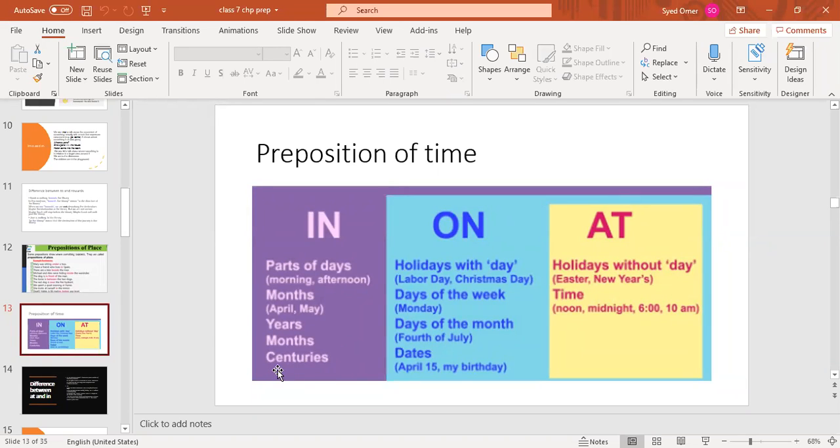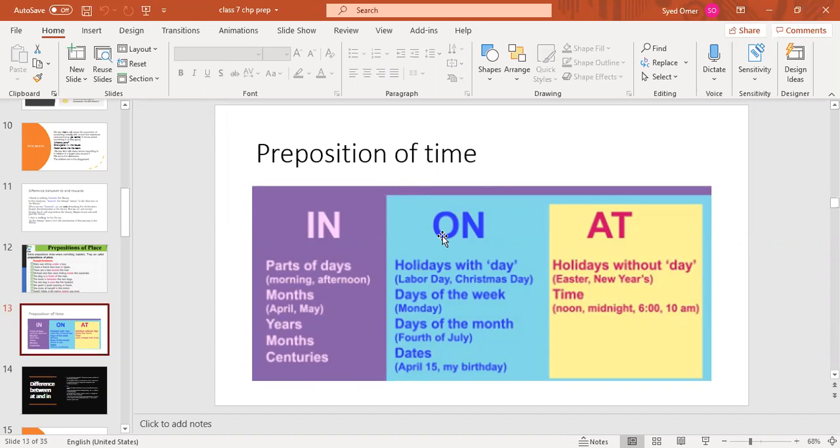With centuries: in the 20th century, in the 21st century, in the 14th century. So we are going to use, note it down, this is going to help you when you fill in the blanks. You're going to put "in" with part of day: in the morning, in the evening, in the afternoon; in May, with months, with years, and with centuries. Okay, this is only for time. We are not discussing place.